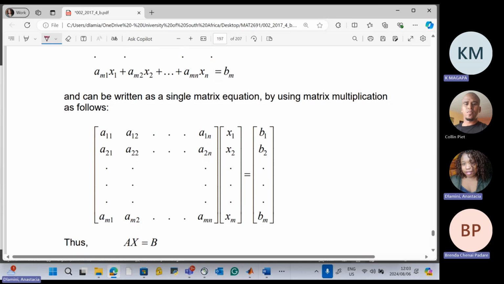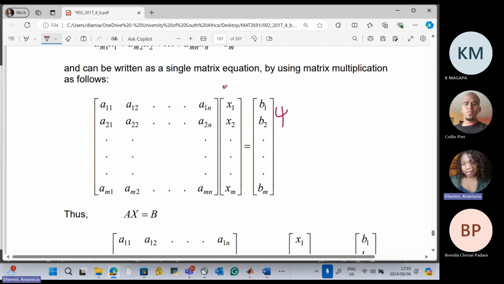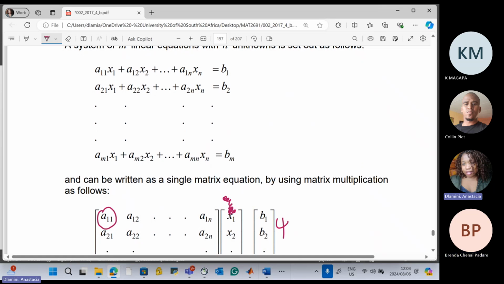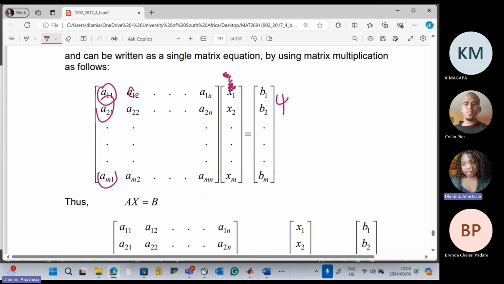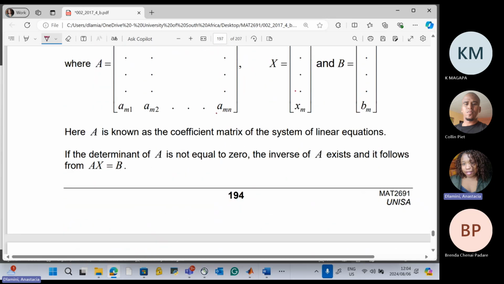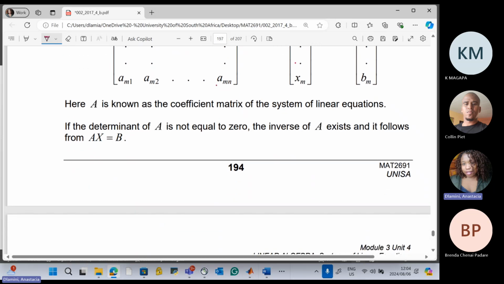Okay? Yes, ma'am. So all these are constants. All these are the x1, x2 that we are looking for. All these are coefficients of x1s, coefficients of x2s, coefficients of x3s in the system. So the matrix A is these coefficients, x is what we're looking for, and B are the constants that you're given. So here A is known as the coefficient matrix of the system of linear equations. Now, if the determinant of A is not equal to 0, the inverse of A exists, and it allows us to solve this problem over here.